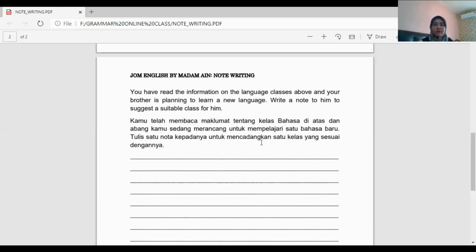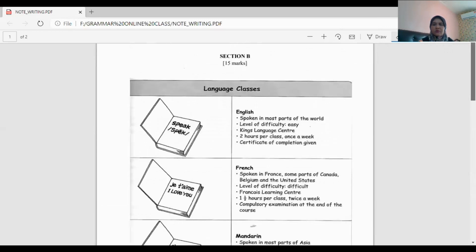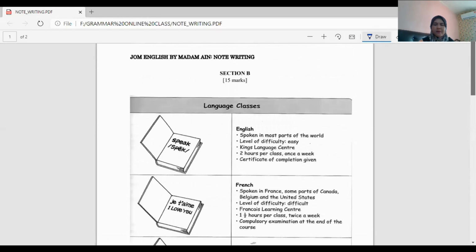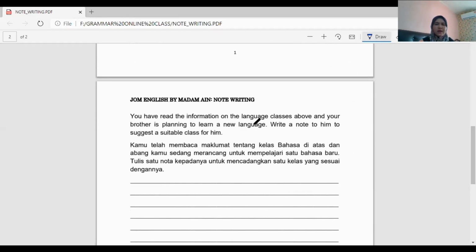So, as usual, after reading the instruction, the first thing that I'm going to do here is circle what is the format needed in the question. So now I'm going to circle the word note, because I want to remind myself that I am going to write a note. Then next, I'll be doing the underlining. I'll underline what is the reason for me writing this note. So I'm going to underline to suggest a suitable class for him.